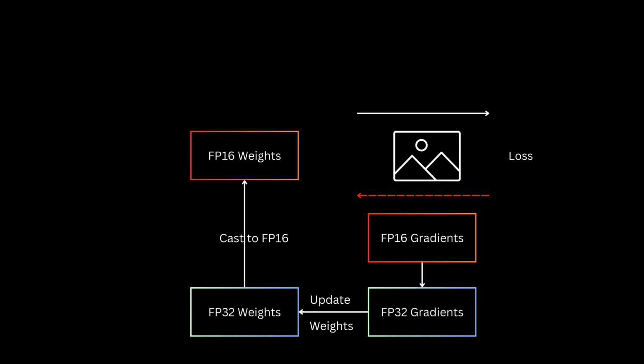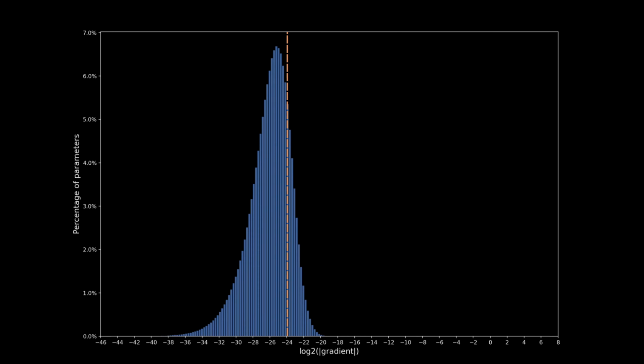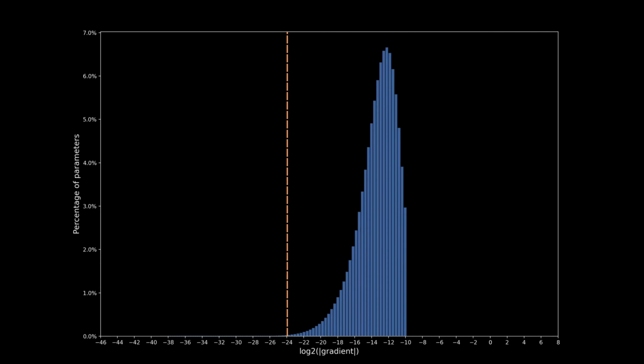Prior to the FP16 backward pass, we multiply the loss by a large scalar value s. Then after backprop, all the gradients will now be scaled by s, and the gradient distribution is going to shift towards the right. How far it shifts will depend on the value of s. But using a large enough value, we can ensure that most of the gradients are in the FP16 representable range.